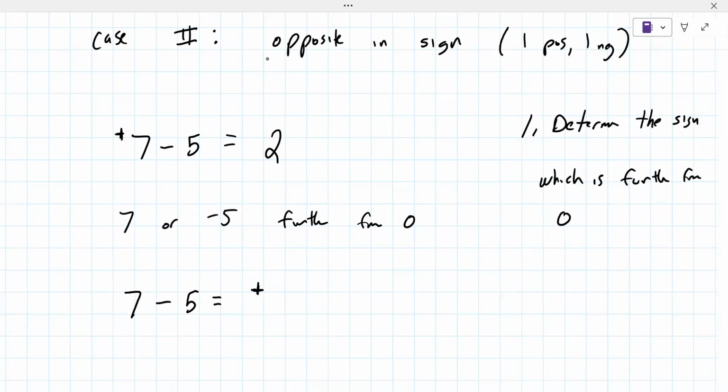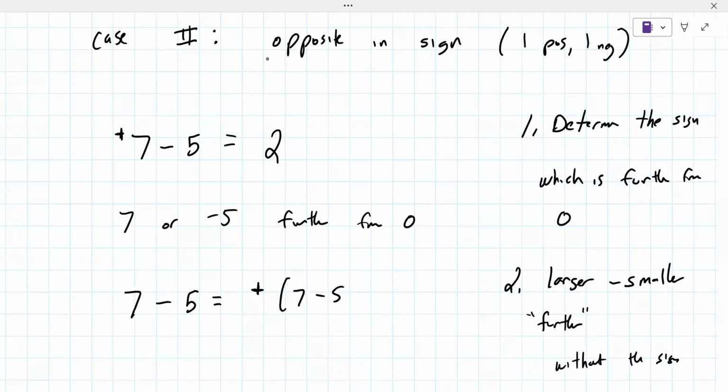Second thing is you take the larger and subtract the smaller. Now, when I say larger, I mean the one that's further. But you do this without the signs. Now, again, this doesn't make sense in this example, but it will in another one. 7 is further from 0. You subtract 5, and then you write the answer as positive.